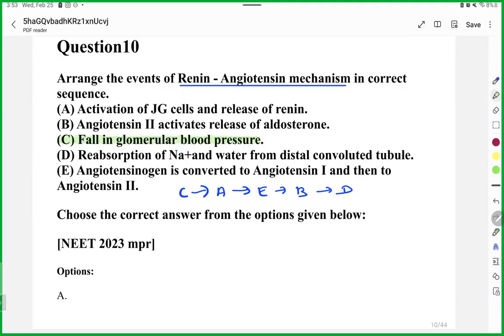First, BP should be low, GFR should be low. If GFR is low, then it will activate JG cell to release renin. When renin is released, this renin will convert angiotensinogen to angiotensin 1 and then 2. When angiotensin 2 is produced, then it will activate aldosterone. What is the role of aldosterone? It will help in reabsorption of water and sodium from DCT. Got it? Any doubt, guys?